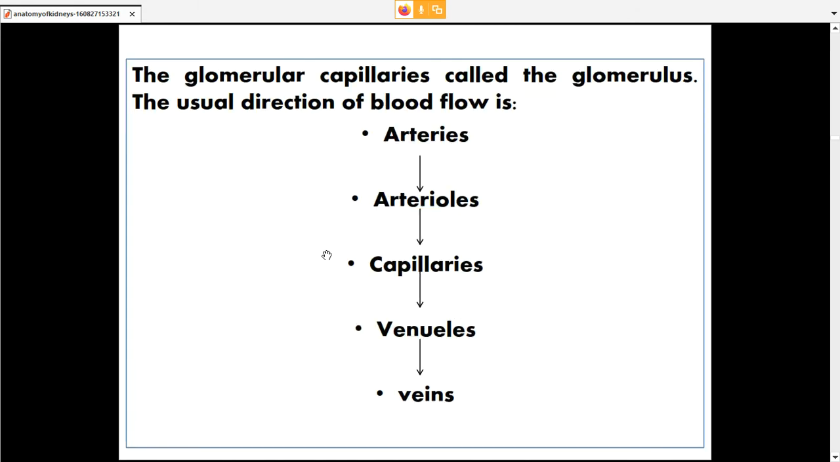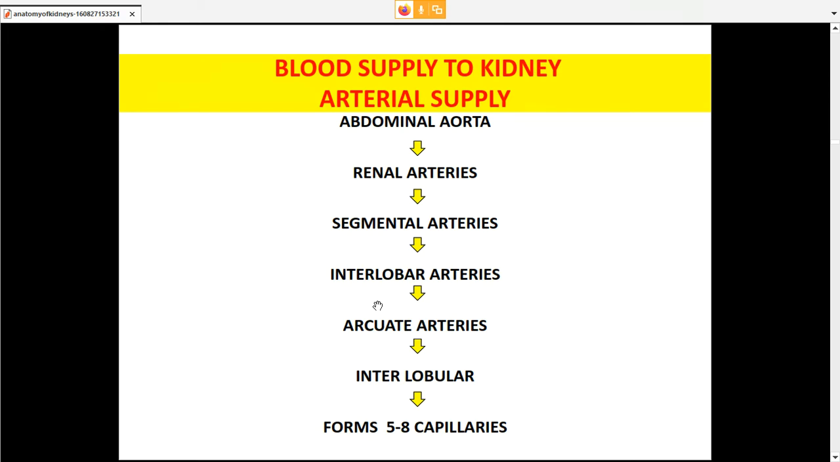Coming to the arteries, the glomerular capillary is called the glomerulus. The usual direction of blood flow is that the blood supply of the kidney is by the renal artery. The artery divides into arterioles, which divide into capillaries, which then divide into venules. Venules join with each other and form the veins. Here you can see how the blood supply to the kidney is happening.